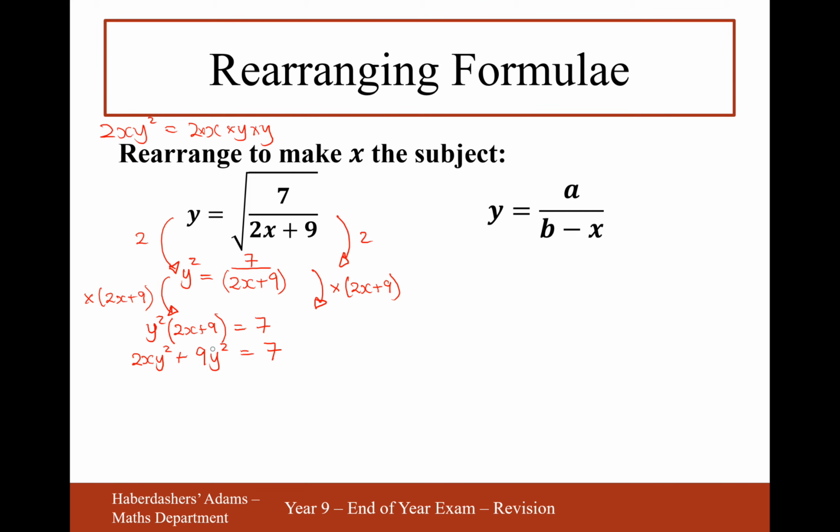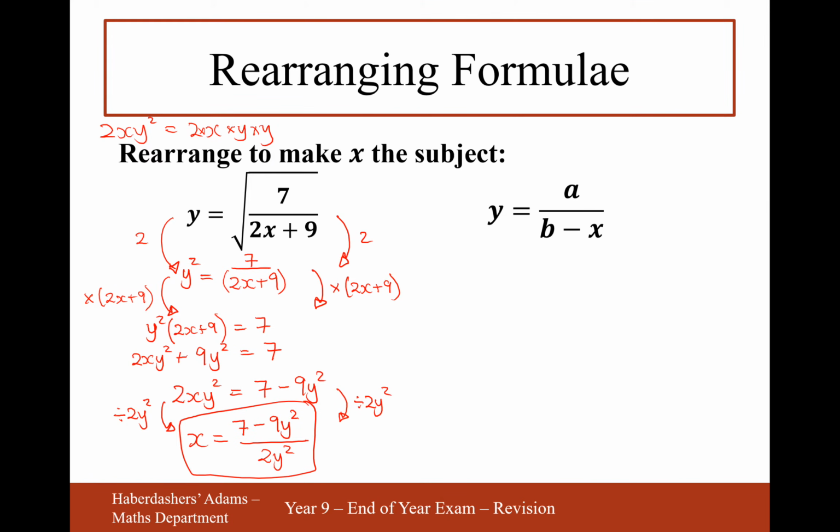The next thing I need to do is take away the 9y squared, because that's being added onto the function with x in it. So 7 minus 9y squared. Then I can do two things in one go here. The x is being multiplied by 2, and it's being multiplied by y squared. So in the next line I'm going to divide by 2y squared. I can do that all in one go. And the answer is going to be x equals all of the things on the right hand side divided by 2y squared. And there we are. That's the answer to this question.